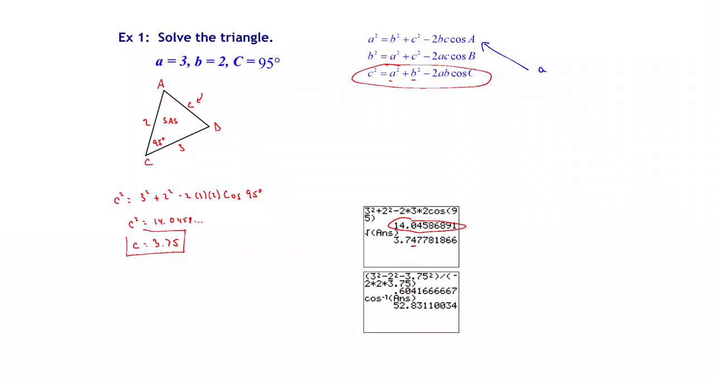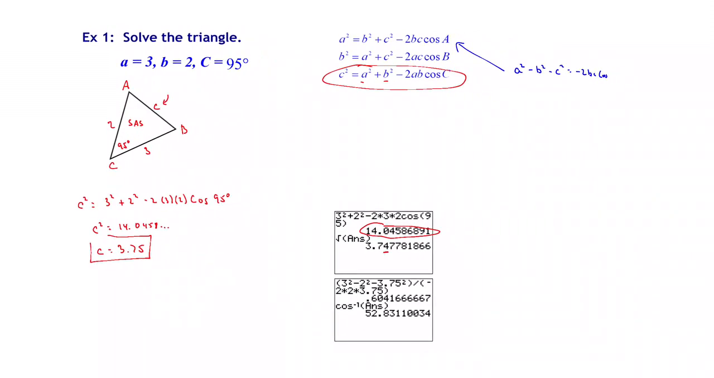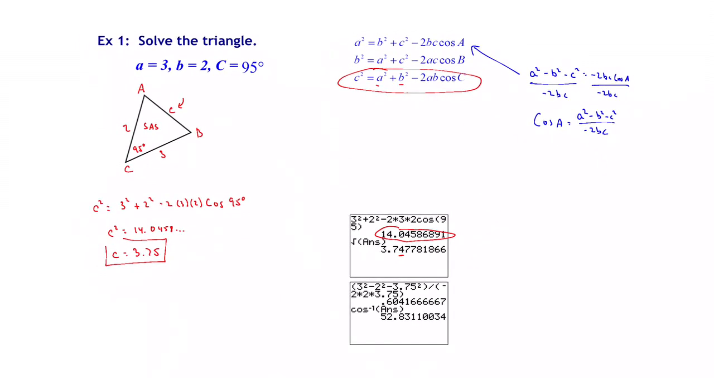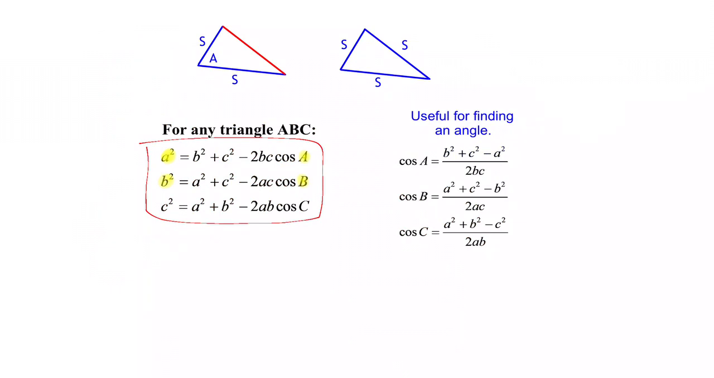Well, we can take the A squared, subtract the B squared, subtract the C squared, and that would leave us with negative 2BC cosine of A. Then you can divide by negative 2BC. So cosine of A is equal to A squared minus B squared minus C squared over negative 2BC. You can always do that on your own. You don't need to memorize that formula. That was the one I was talking about right here.